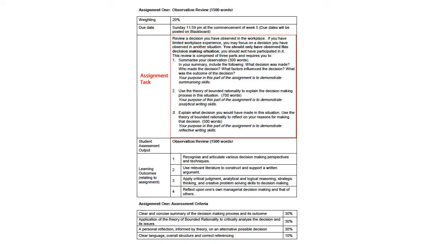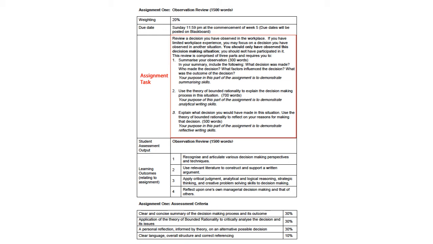Having chosen a decision to work with, in fact you might choose several and see which works best for the assignment, you are required to do three things. The first is summarise your observation in no more than 300 words.